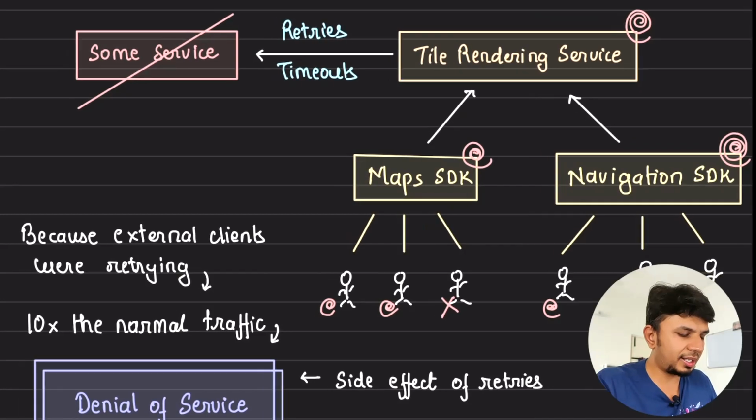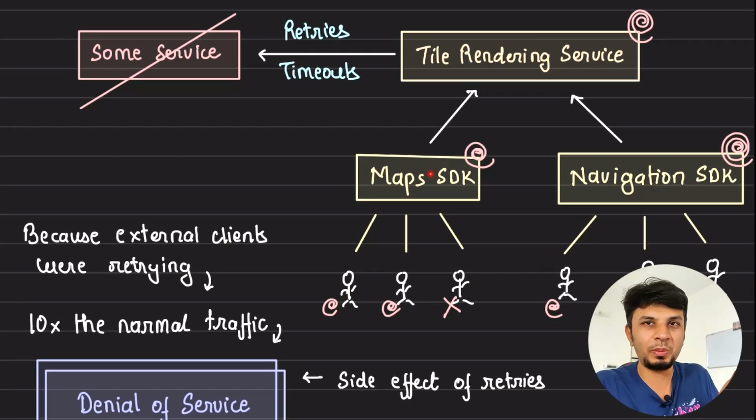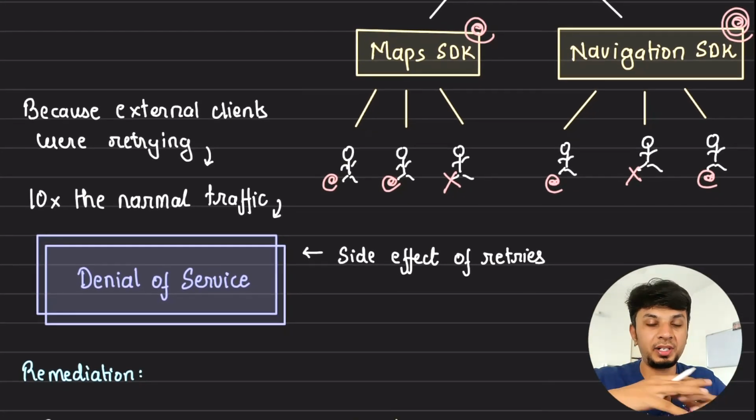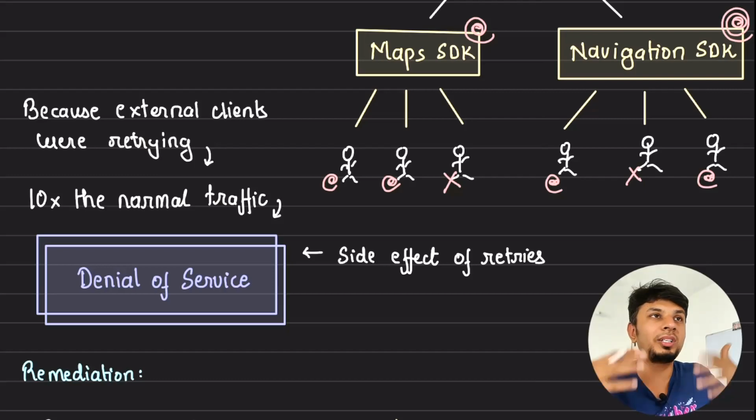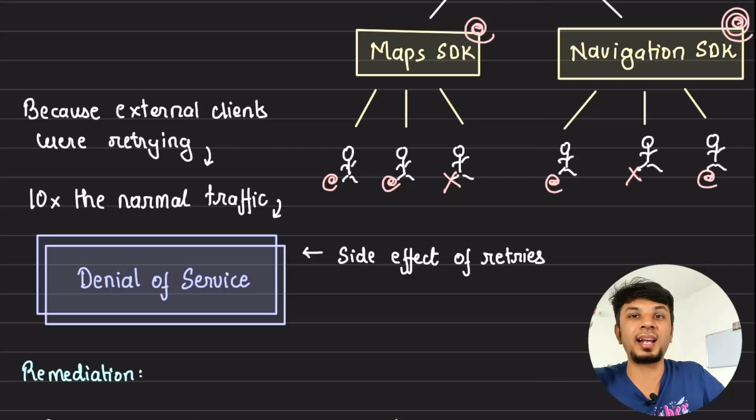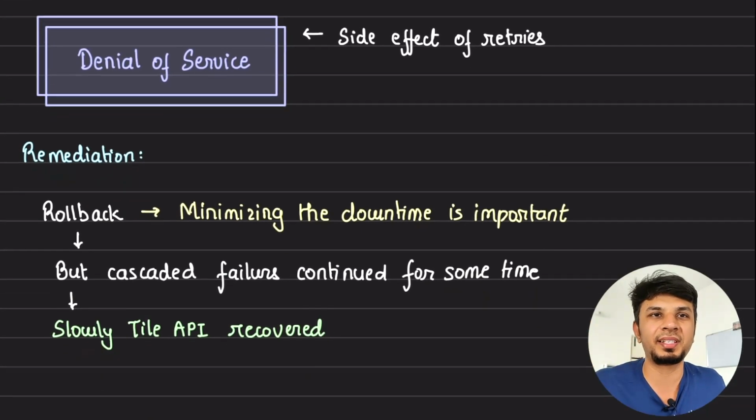So here there was a synchronous dependency from user to Maps SDK. You can't do much about it. From Maps SDK to tile, from tile to some service. Because of retries, which grew the traffic to 10x of the normal levels, your service went into a denial of service. It thought that it was a denial of service attack, and it started rejecting the requests.